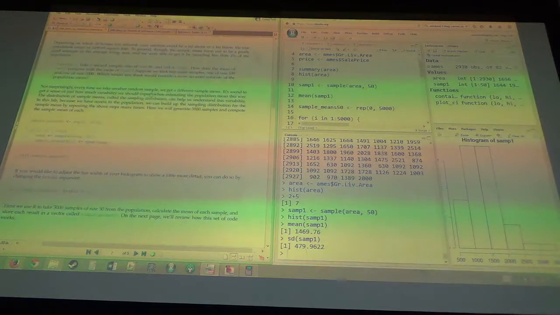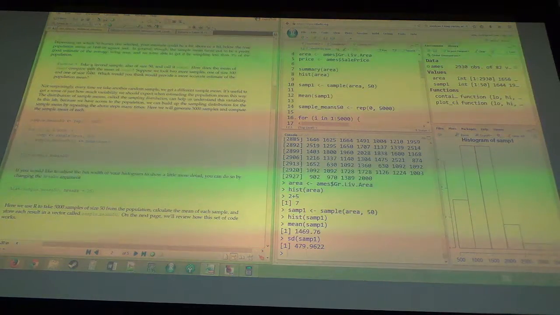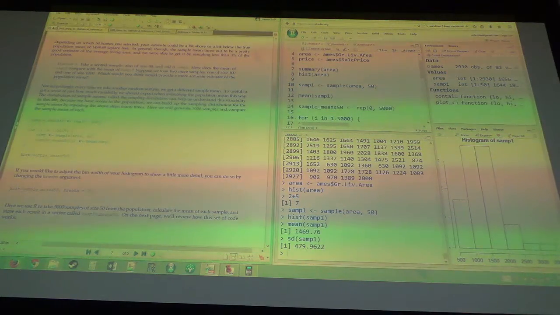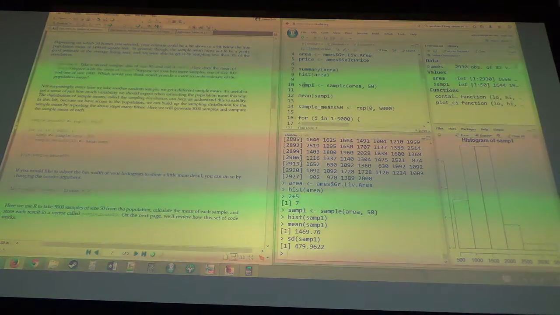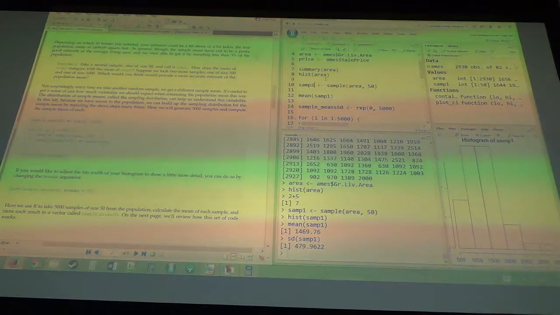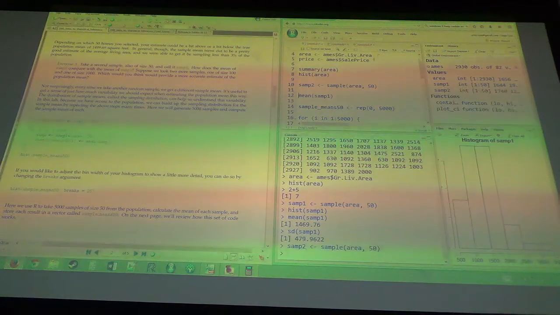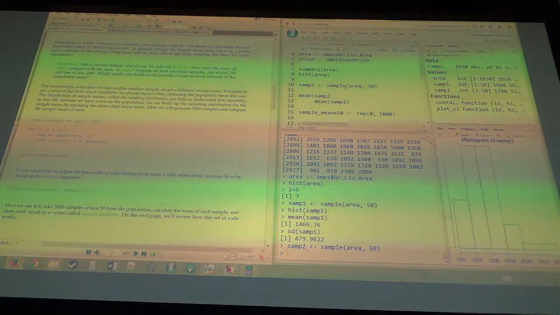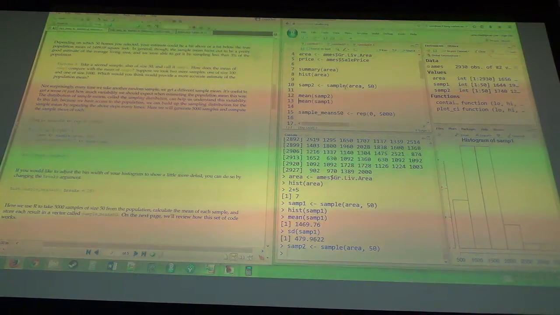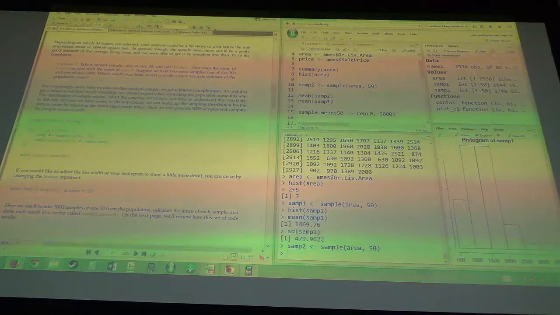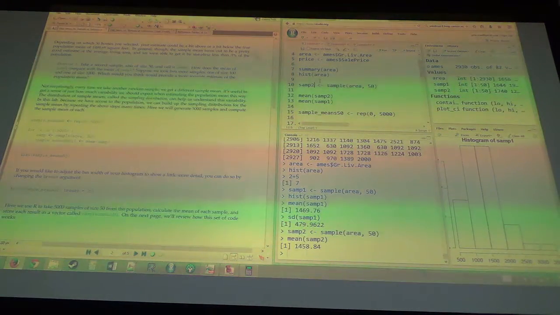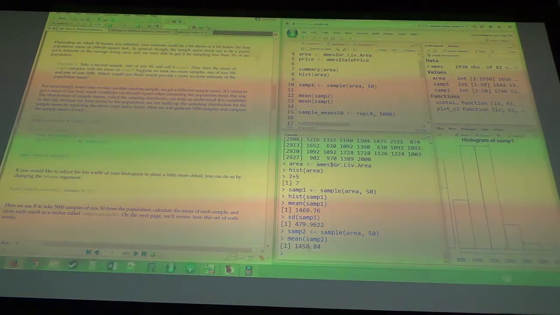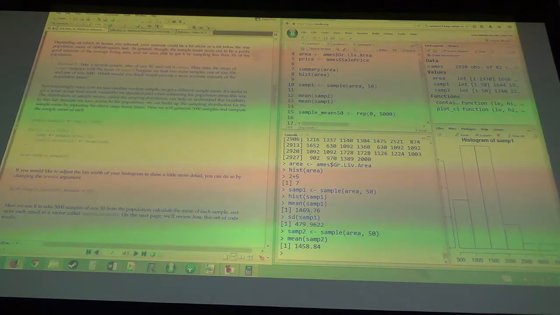It tells you to take a second sample, also size 50, and call it samp2, and asks how that compares. Basically, you're going to run this same instruction again, except you call it samp2. You run that, and then you can ask for the mean of samp2, and run that. You can see the mean of sample 2 was different, 1458 versus 1469, things like that.